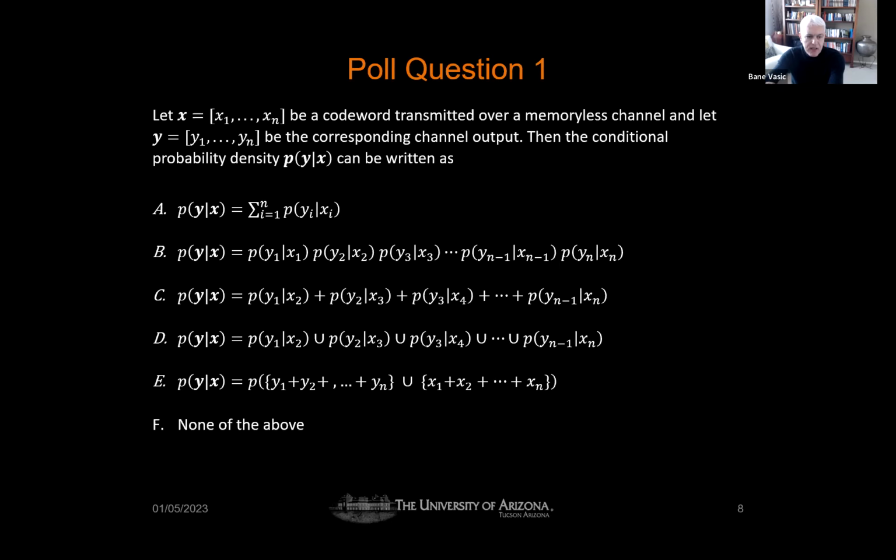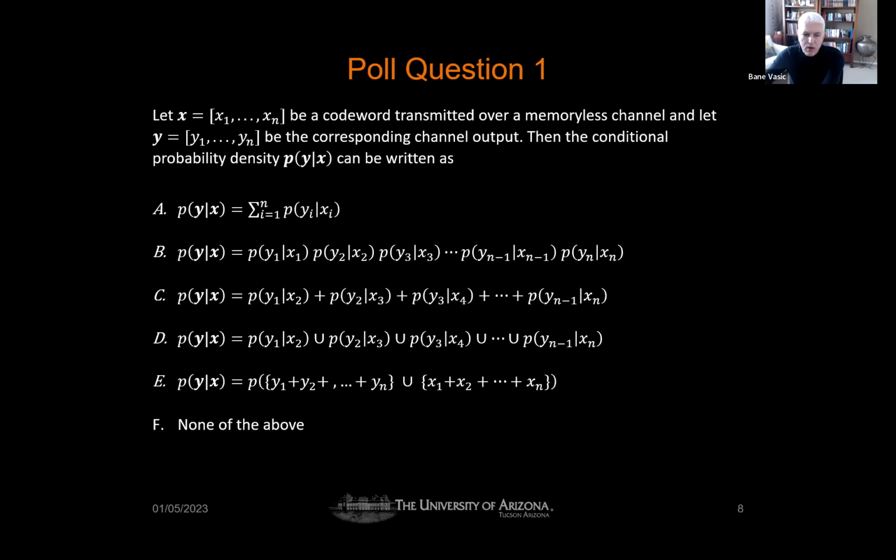So I'll skip to the next slide, and Narayanan or Asit and Nitin can answer the question. So of course the correct answer is B, as most of you guessed. As we said, it can be written as a product of individual densities.